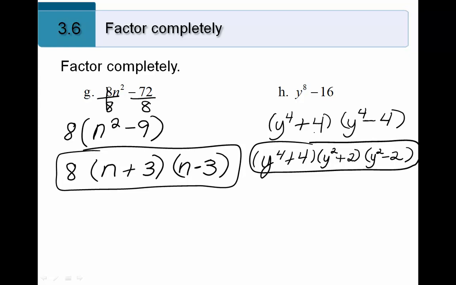And that takes us to our U-tries. So I will go ahead and stop there.